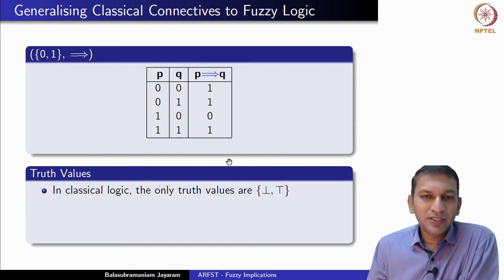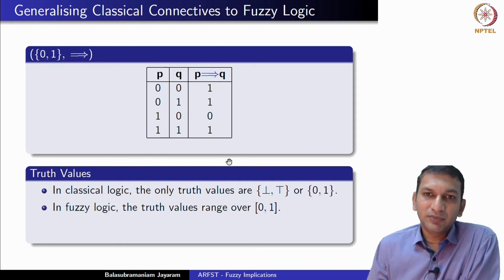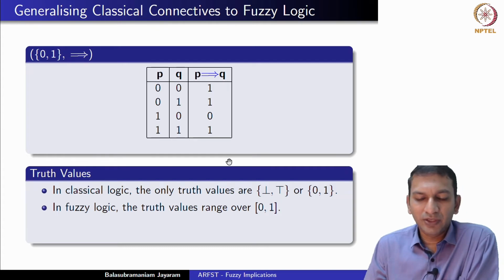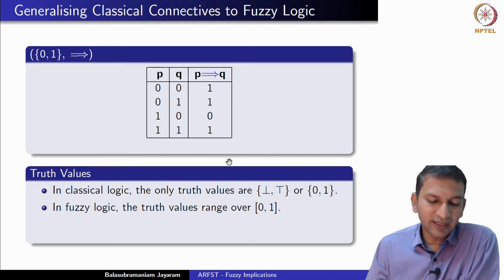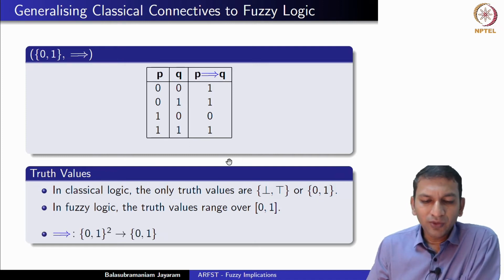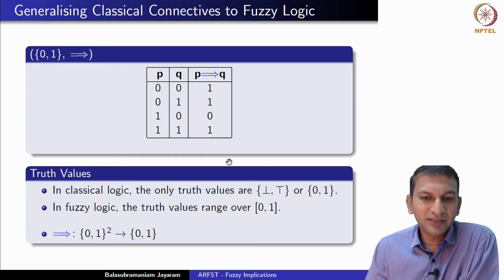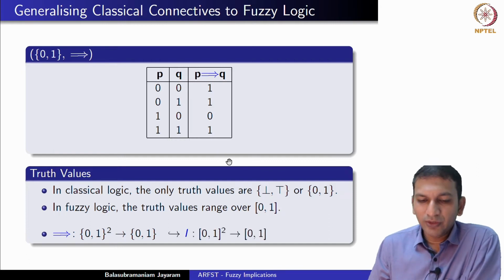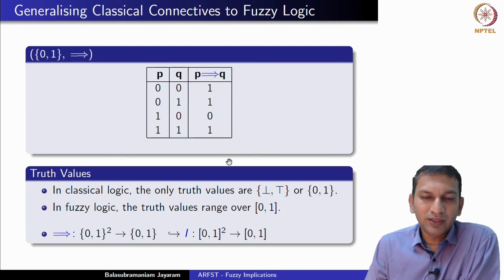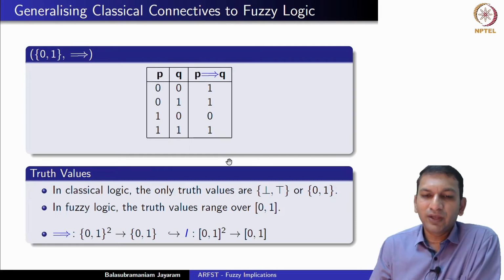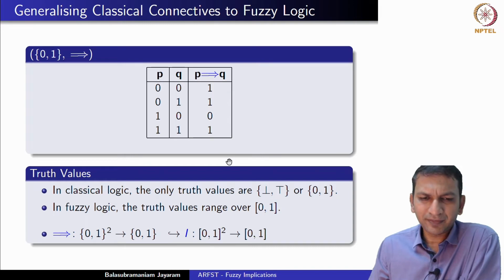We know that in classical logic we have only these two truth values, indicated either with these two symbols or as 0, 1. In fuzzy logic, these truth values range over the entire interval 0, 1. So now we need to generalize this connective, the classical implication, on the set 0, 1 square to 0, 1, to the interval 0, 1 square to 0, 1, just like how we have done in the case of T-norms, negation, and other such connectives.